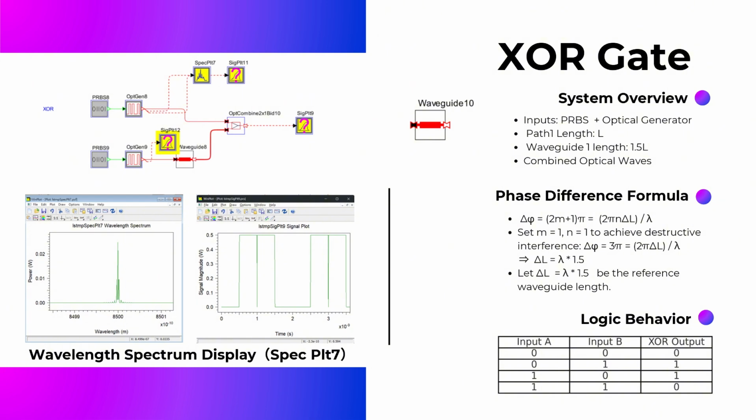Here's the logic behavior table for XOR. As expected, the output is 1 when the inputs are different, and 0 when they are the same. On the bottom left, the spectrum display simply shows the wavelength of the optical signals, which helps us confirm we're working on the correct optical frequency. On the right, the time domain signal plot shows binary output levels over time, confirming the XOR logic response.